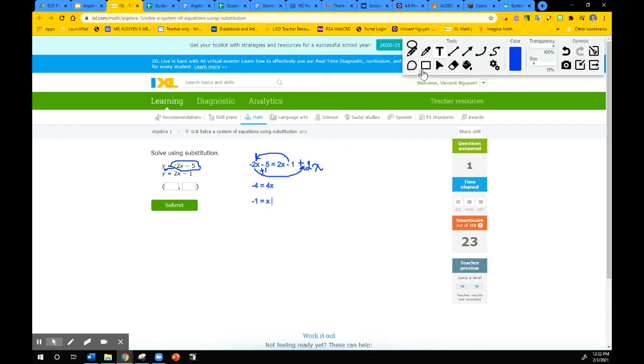So I found one of my answers. My first value is -1. That's my x value. And then to get my y value, I have two options here.